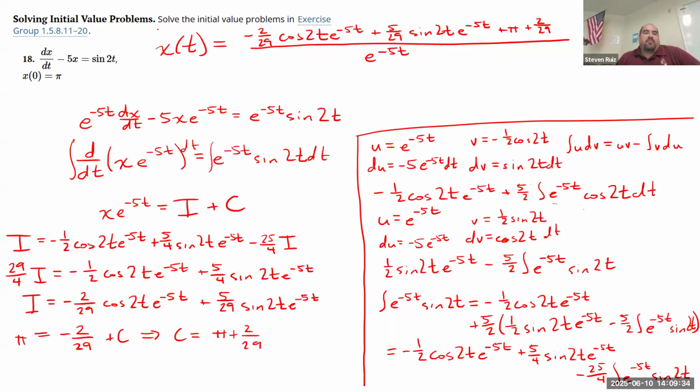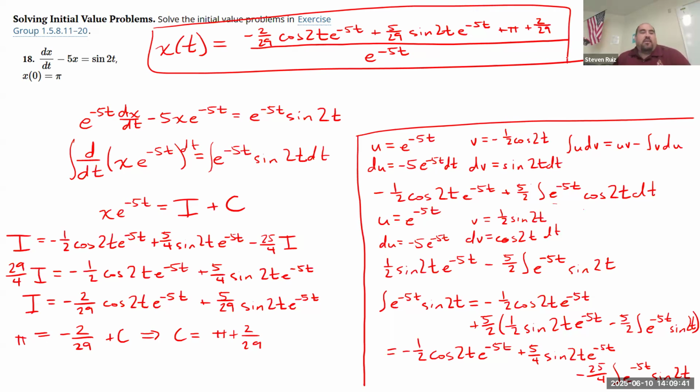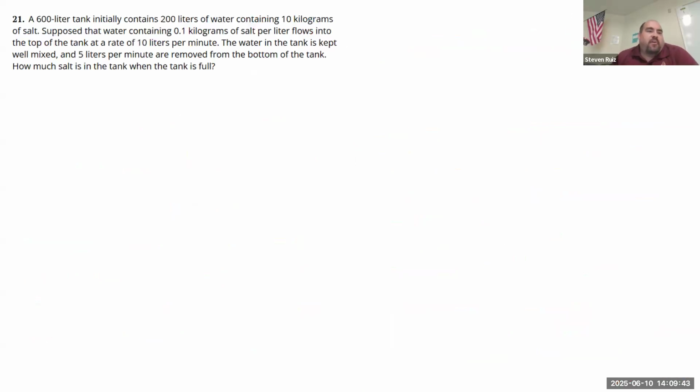Probably could make that a little more simplified, but I'm going to go ahead and leave it at that. All right, moving on to the third question. A 600-liter tank initially contains 200 liters of water containing 10 kilograms of salt. Suppose the water containing 0.1 kilograms of salt per liter flows into the top of the tank at 10 liters per minute. All right, so we have a mixing problem here.